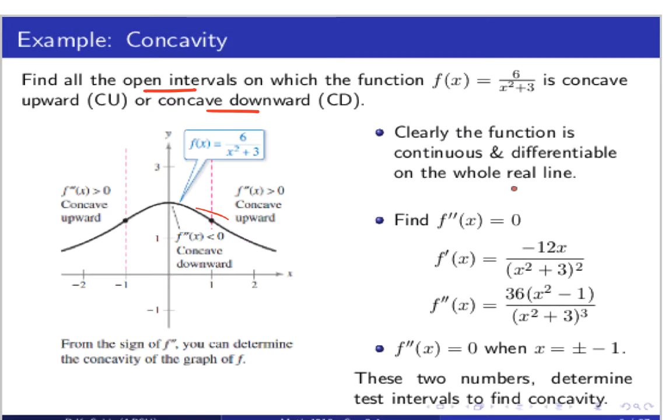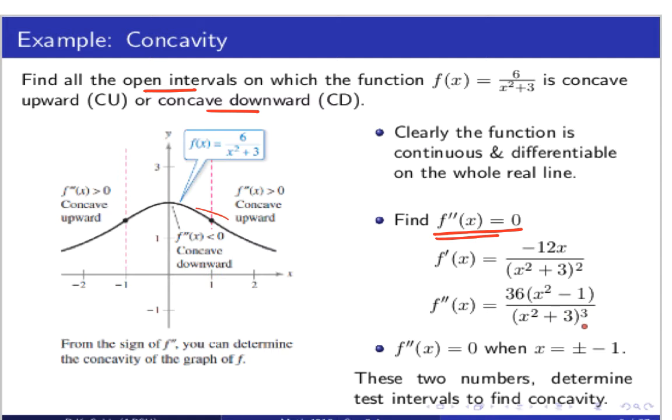Okay, so the first thing according to the steps, we find the second derivative and set that to 0. So the first derivative is negative 12x over (x squared plus 3) squared. I'll leave it to you guys to find these derivatives. You can apply the quotient rule. And once again, you apply the quotient rule on the first derivative, and you get the second derivative, which gives you 36 times (x squared minus 1) divided by (x squared plus 3) the whole cubed.